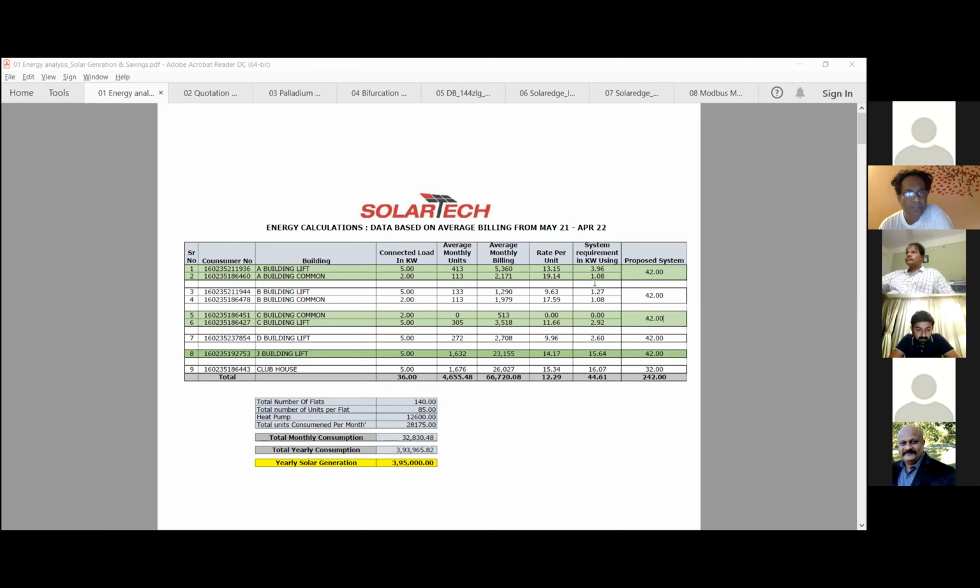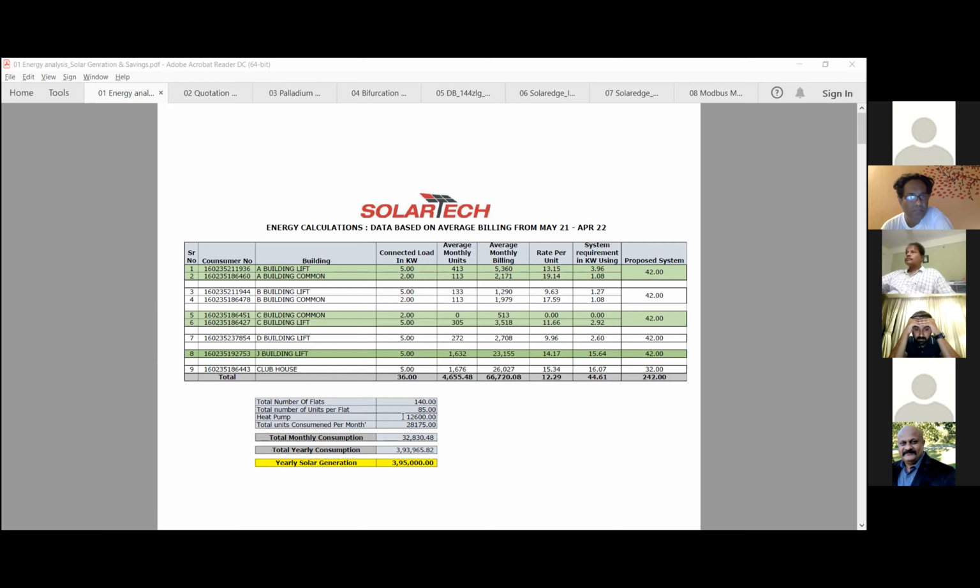So for 44 kilowatts, I would require around 4,000 square feet. Whereas each building has almost 4,000 square feet. So we are left with almost 4 other buildings where we can generate more electricity, which can be distributed to the flats. So in that way, I have calculated, the number of flats is 140. For each flat, we can keep up to 85.